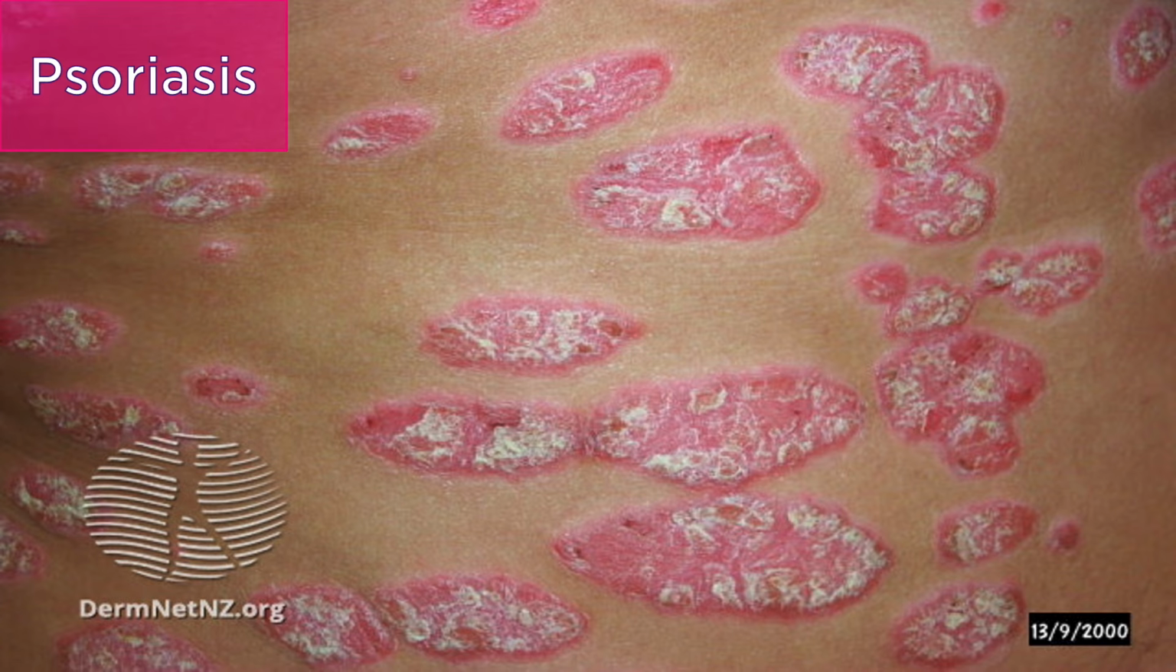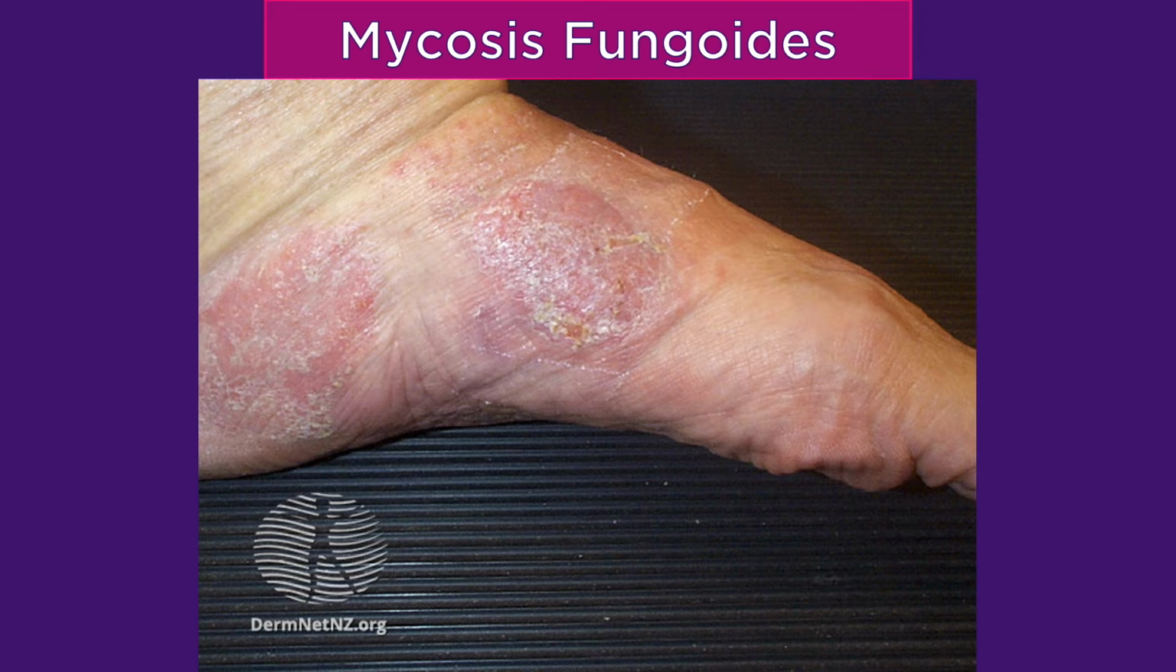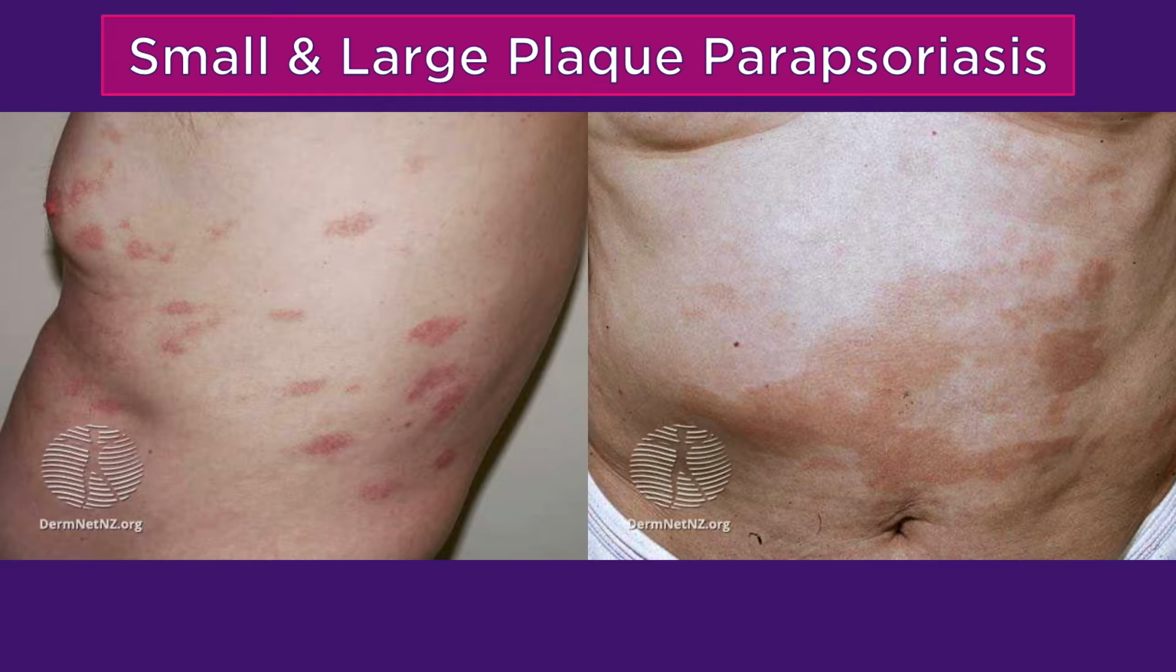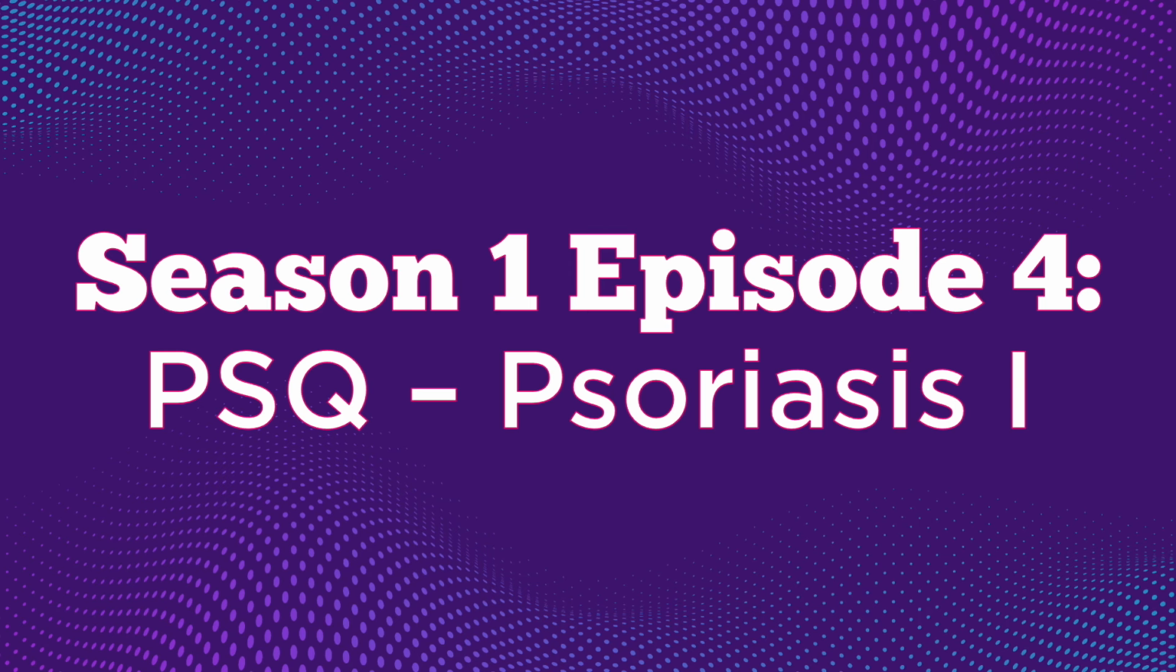The other psoriasiform rashes in the differential that we'll discuss in later episodes include seborrheic dermatitis, mycosis fungoides, small and large plaque parapsoriasis, and pityriasis rubra pilaris. So let's talk psoriasis a bit before we go through a scenario of seeing a patient with psoriasis along with Dr. Grumpy Pants, or Dr. G as I like to call him.